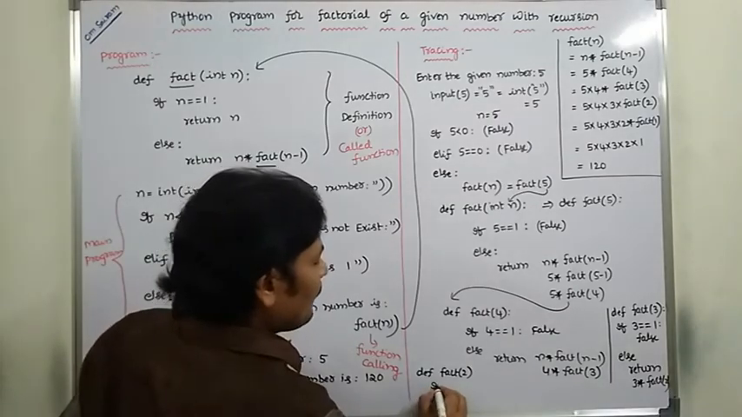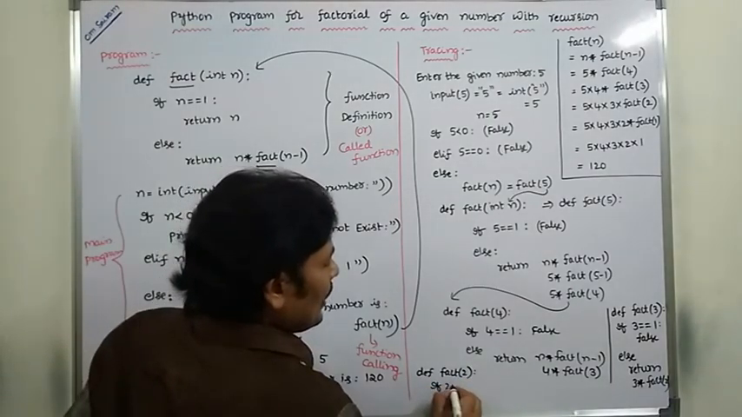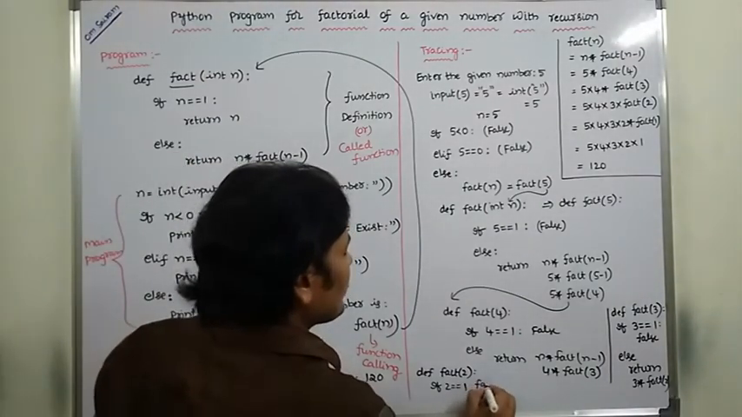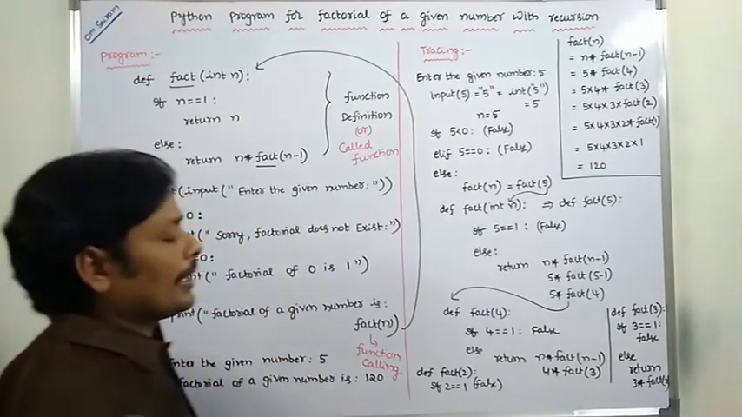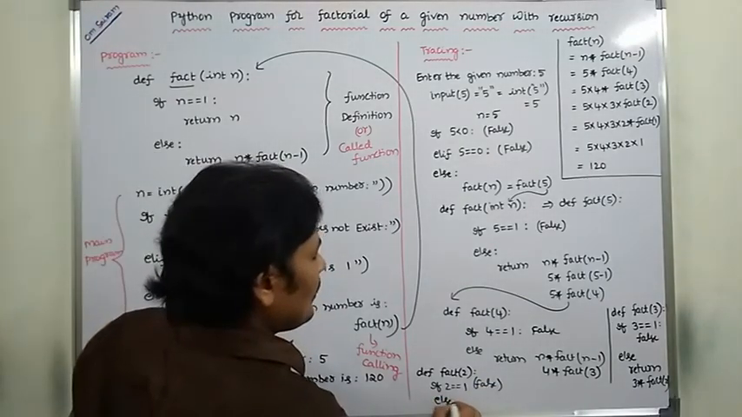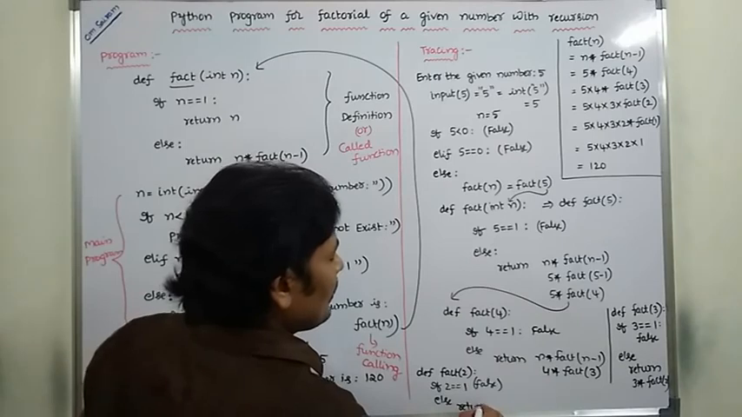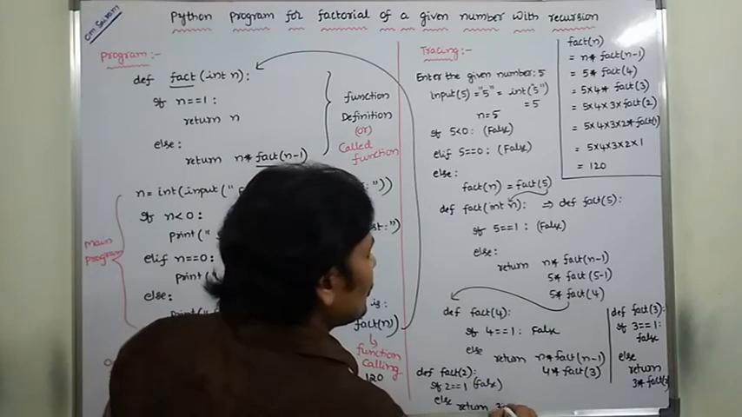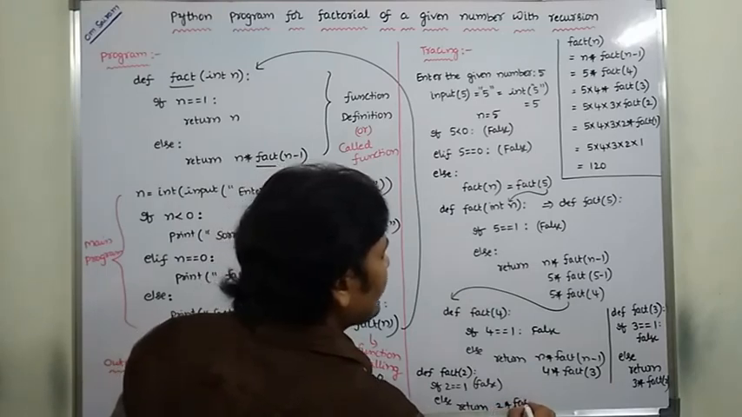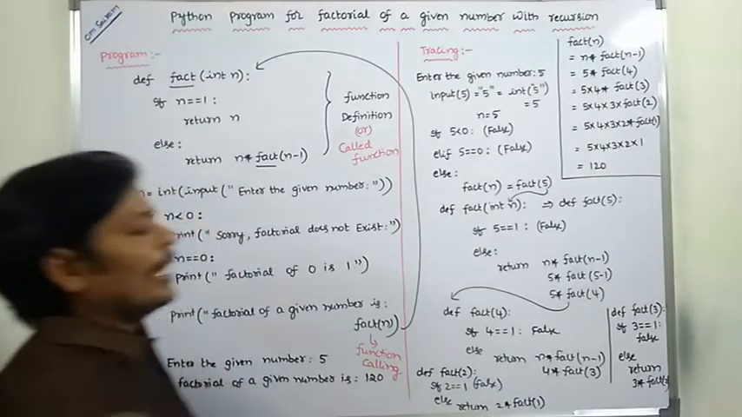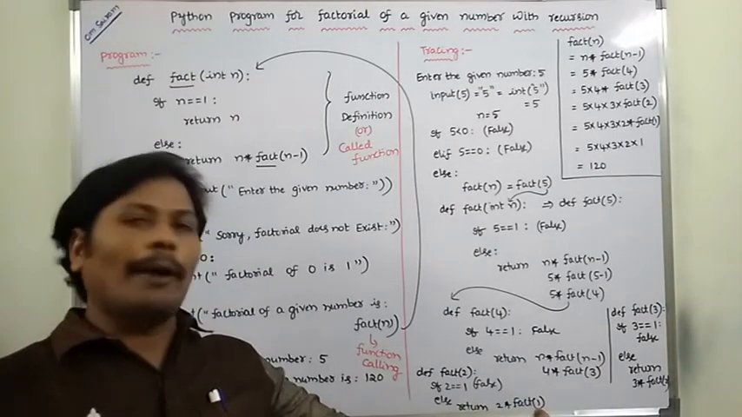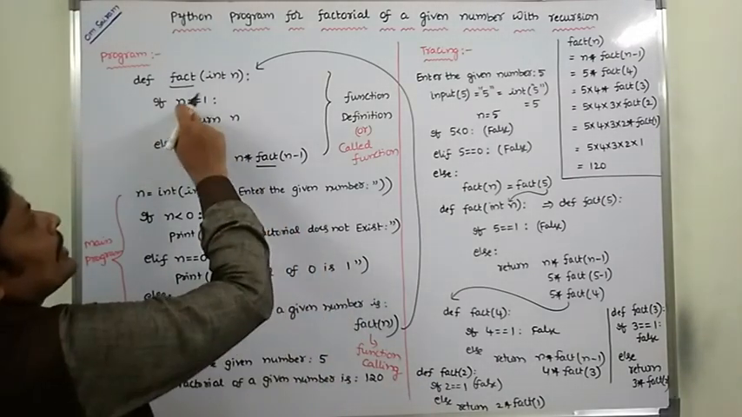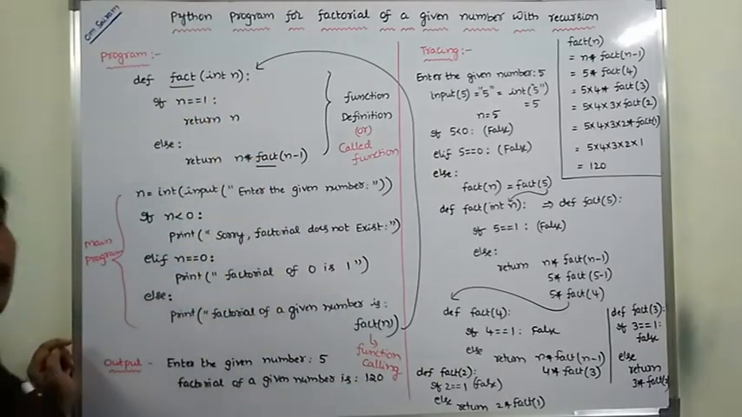So that means if 2 equal to 1, that is false. Else, return n into fact of n minus 1. The n value is 2, so 2 into fact of n minus 1. n minus 1 is 1. Here fact of 1, where n is equal to 1, that is fact of 1 is nothing but 1.